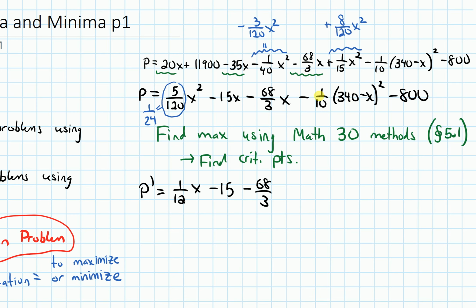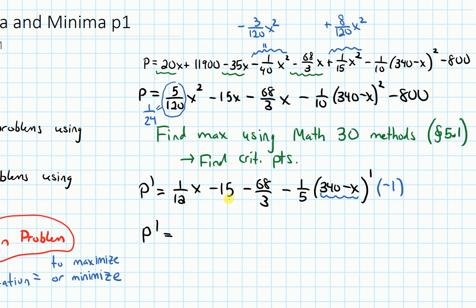So I can do chain rule on this. The 2 comes down, and we'll get a minus 1/5 in front. Then that subtracts 1 from the power, so we get this whole thing to the 1, keeping the inside the same, 340 minus x. But then we have to do chain rule and multiply by the derivative of the inside. The derivative of 340 minus x is negative 1. And then the derivative of the negative 100 would be 0. All right, so let's simplify further. We get p prime equals.